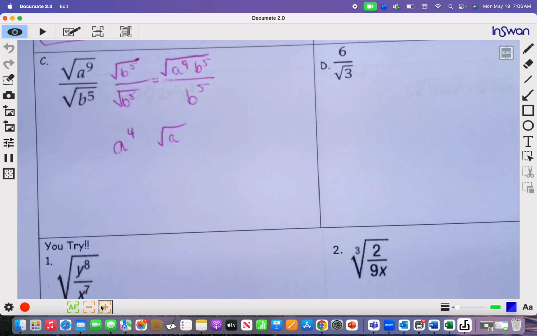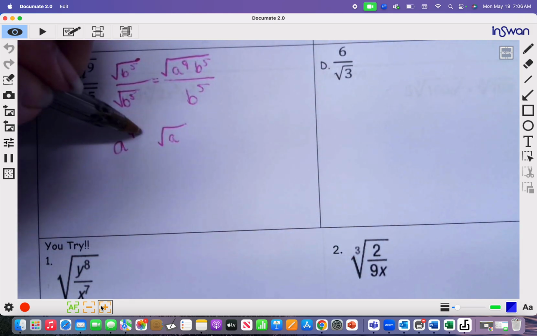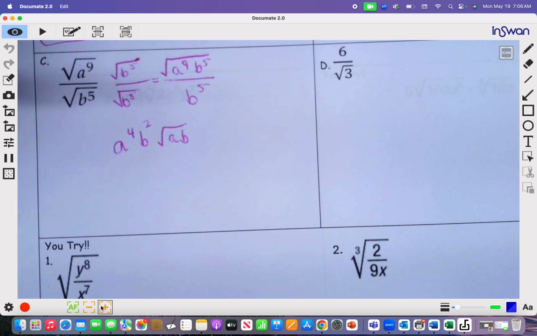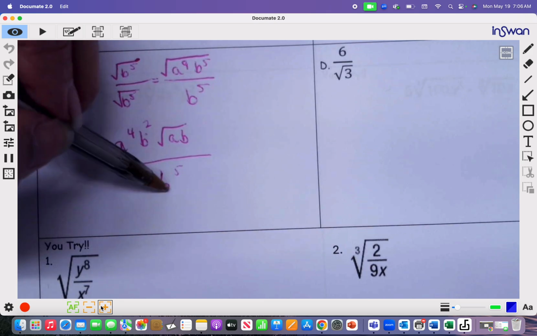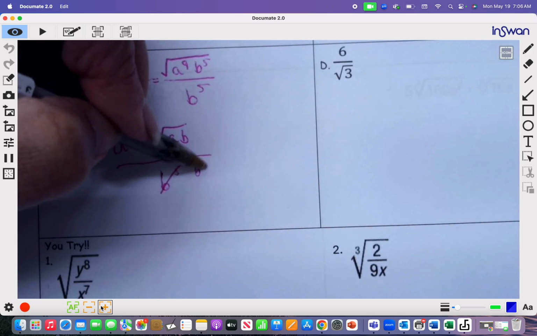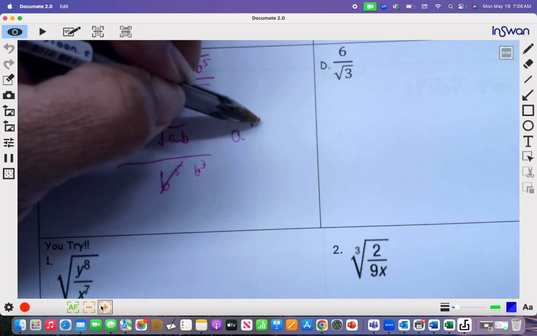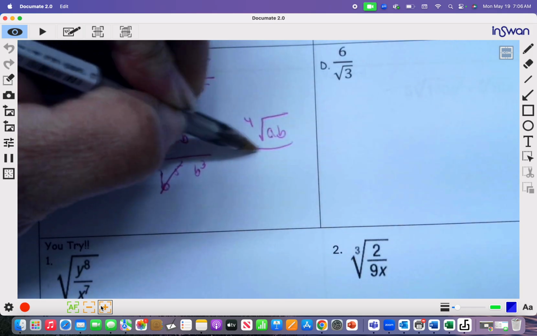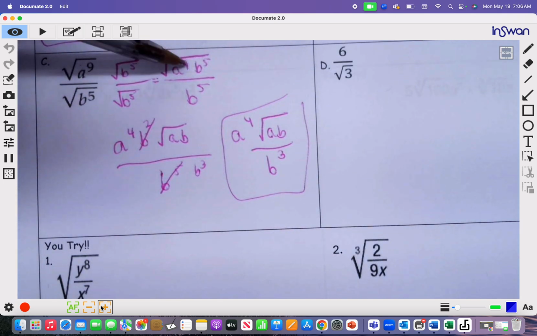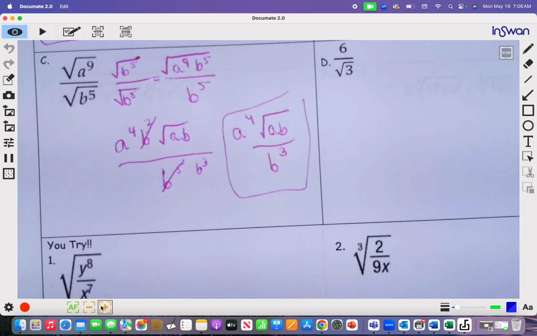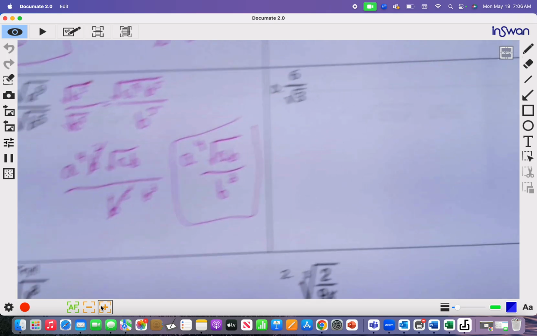Same thing on this one. That's going to be b to the fourth, which simplifies to b squared, and I have a b left over on the inside, but I have b to the fifth on the bottom. These can be simplified, which gives me b to the third. So I have a to the fourth radical ab over b to the third, and that's my final. Both of these were odd, so we didn't even have to think about the odd even rule.